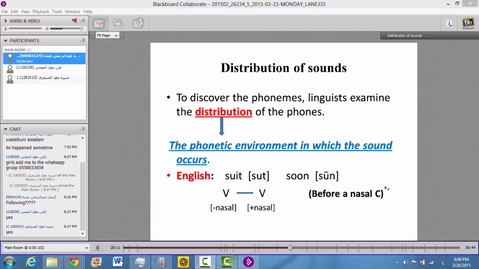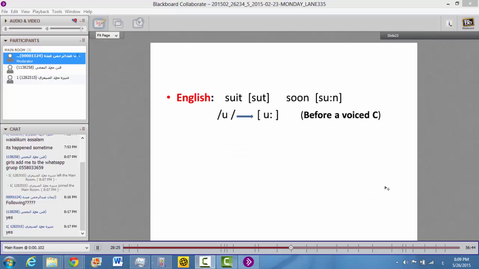So when I say check the environment, it means look at the preceding sound and the following sound. Why here is the vowel nasalized? We have to find a reason, because it is followed by a nasal consonant.